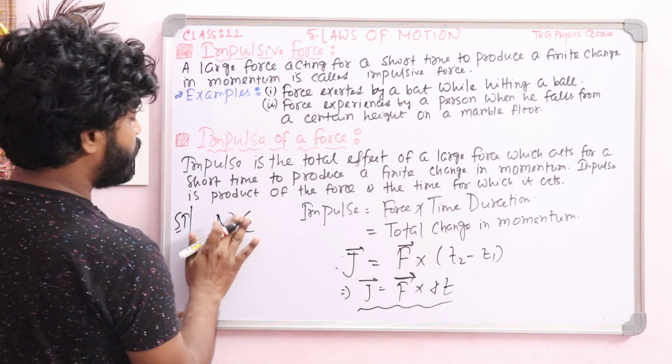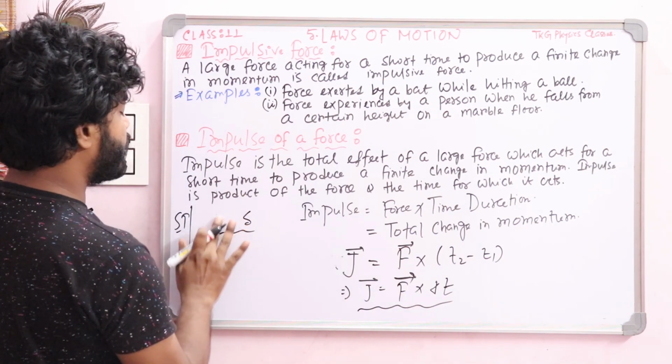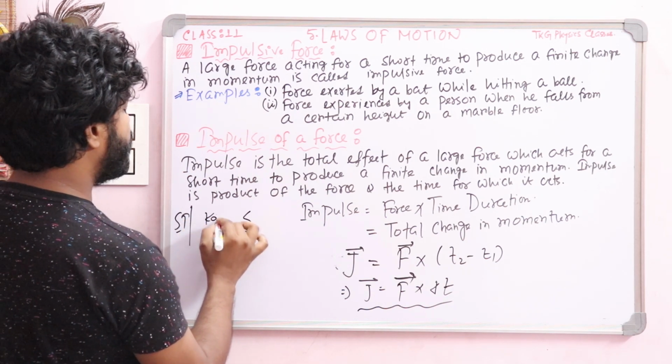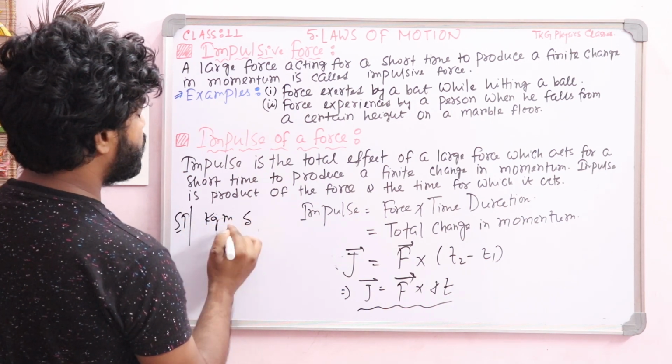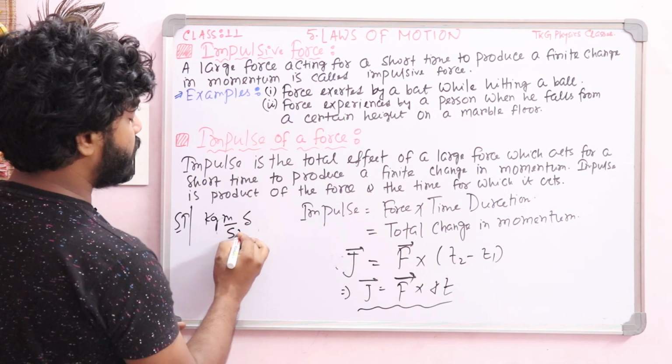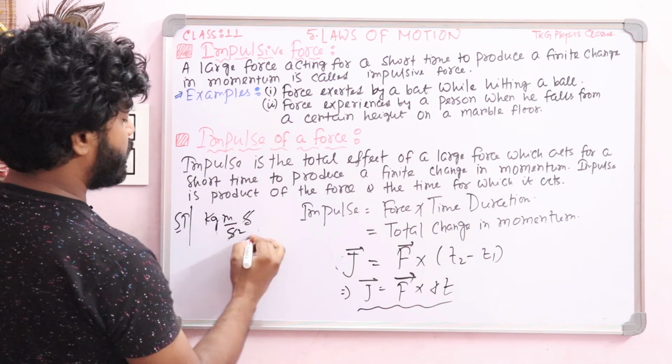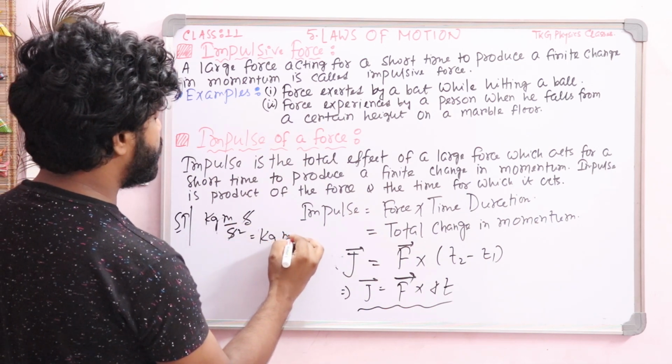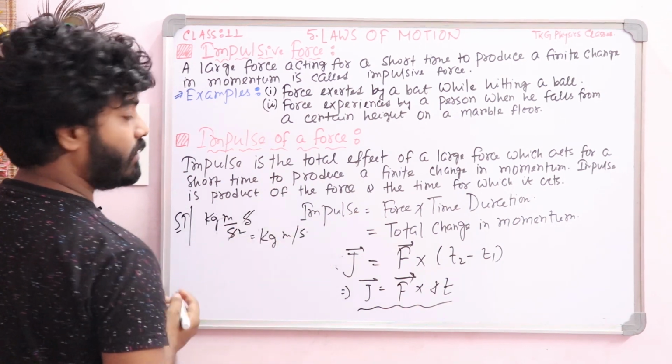Force, that is mass into acceleration, so in the place of Newton you can write kg meter per second squared. So seconds cancel out, so this one is kg meter per second. This is the SI unit.